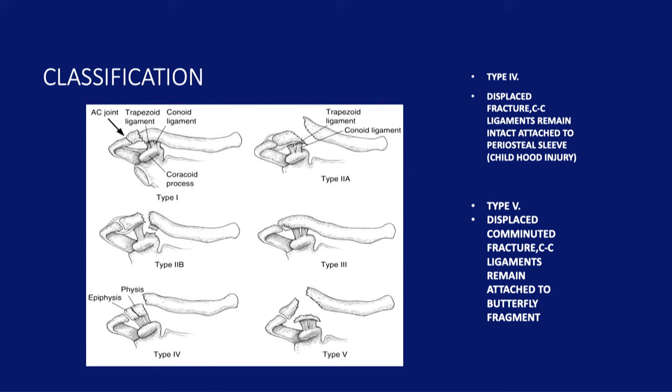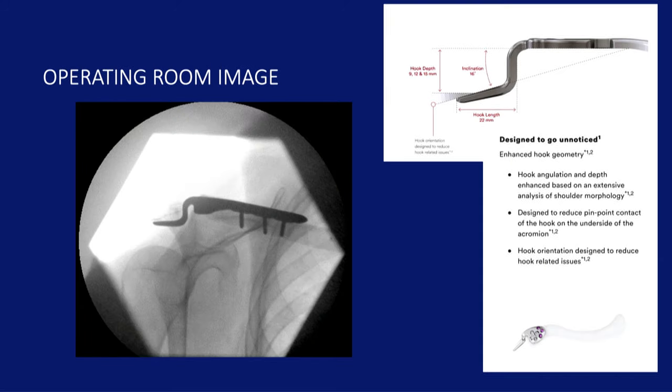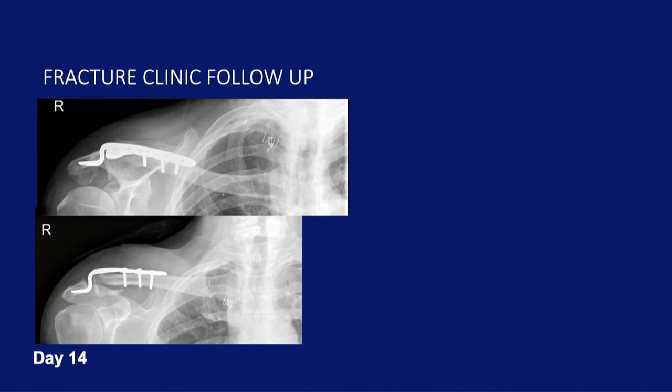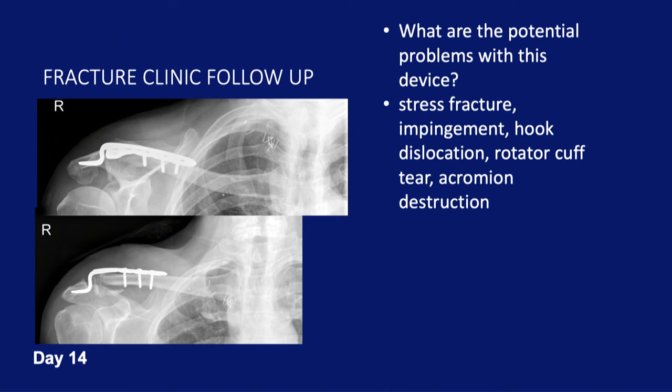If we classify this lesion, this is a type 5 lesion, and this was done. So this fracture was fixed with the older generation hook plate. Now there are newer generation hook plates. The inclination angle has been improved, and they come with various hook depths also, and with 2.7 mm screw fixation. So this patient was followed up and this implant started to give up.